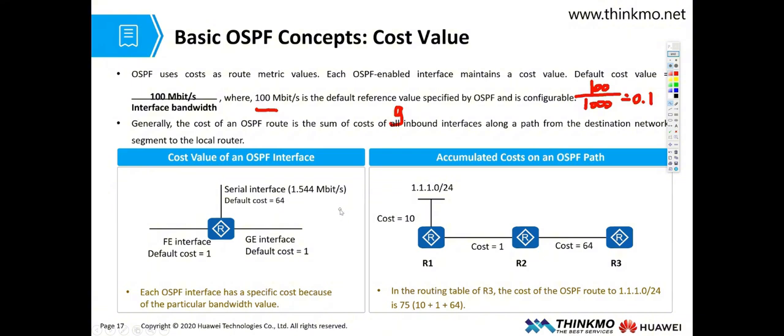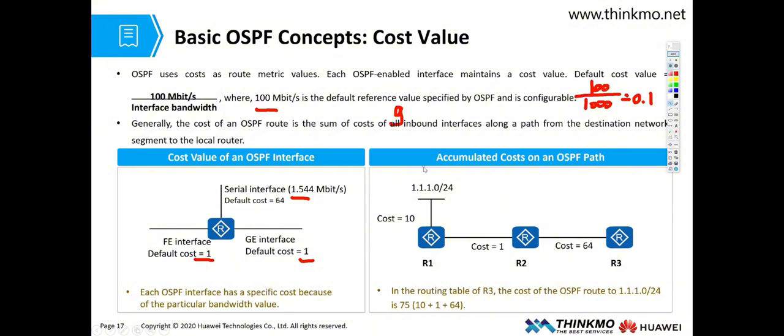When I calculate in the future, for example, when we look at different types of interfaces, their bandwidths are different. What if it's a serial link? The default is 1.544 Mbps. If it's our FE port, the default cost is 1. And if it's this port, the default is also 1. Here, due to the specific bandwidth value, each OSPF interface actually has a specific cost value. Generally speaking, the OSPF cost is the sum of the cost values of all outgoing interfaces along the path from the destination network to our local router.